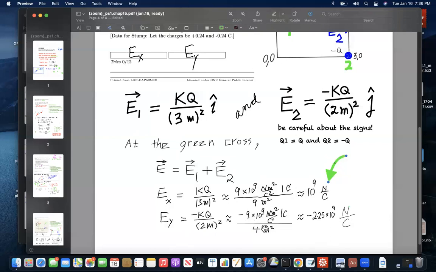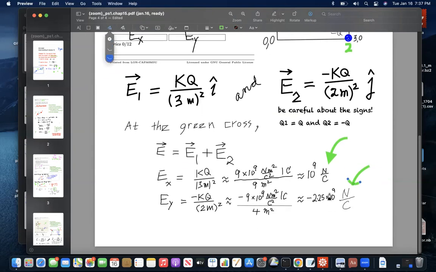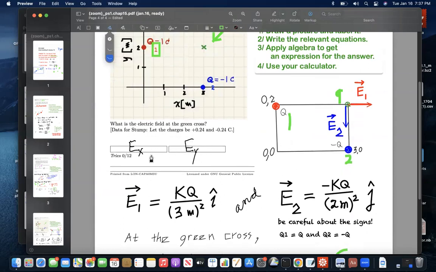So again, I have a number with a unit. Let's figure out the unit first. I have Newton meters squared times Coulomb divided by Coulomb squared divided by meters squared. So that'll be Newtons per meter. So that's the appropriate unit. And what about the number? Well, it'll be minus 9 divided by 4, which would be 2.25, times 10 to the 9th. So that's what I write here and here.